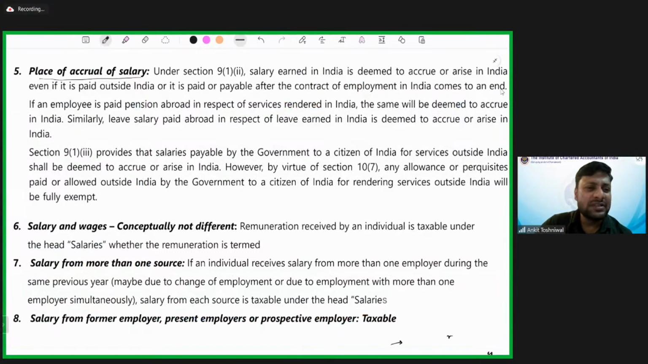So there is no difference between salary and wages under the Income Tax Act. Wages are generally received by a person who does not possess technical knowledge, like workers, while salary is received by a person who has some professional knowledge. Correct? So there is no difference between salary and wages under the head salaries. It is taxable under the head salary if there is a relationship of employer and employee. Right?